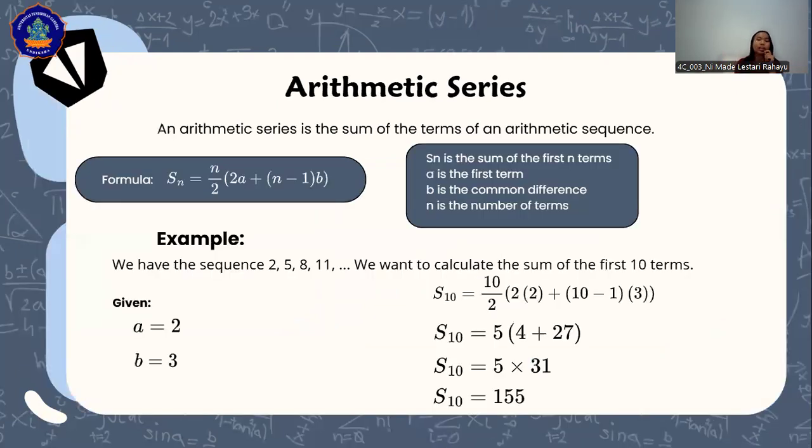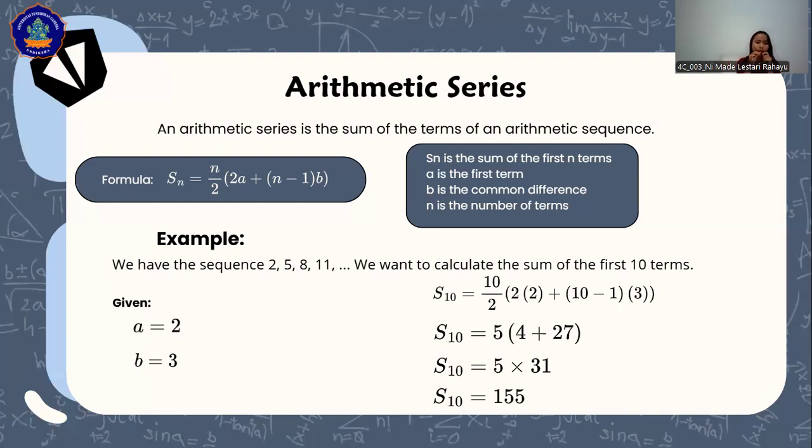Okay, this is an arithmetic series. An arithmetic series is the sum of the terms of an arithmetic sequence. The formula of the arithmetic series is S sub n equals n over 2 times 2a plus n minus 1 times b. So S n is the sum of the first n terms, a is the first term, b is the common difference, and n is the number of terms.